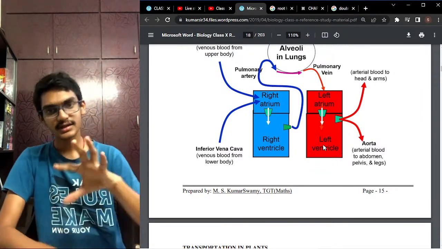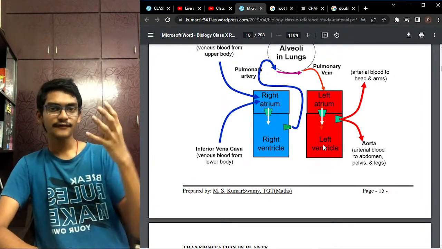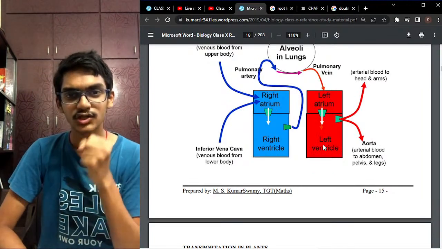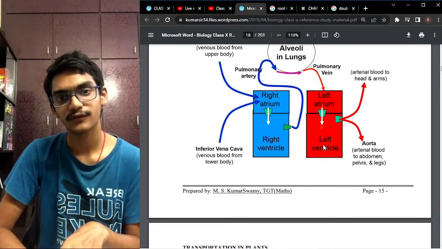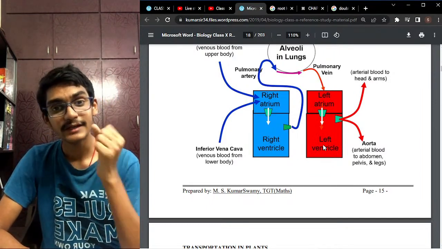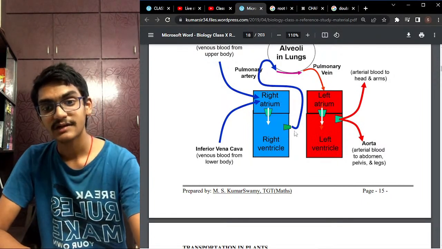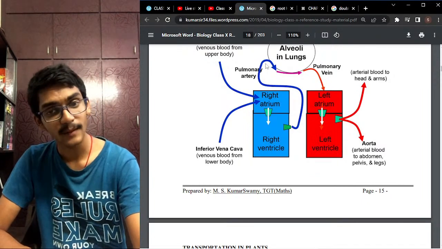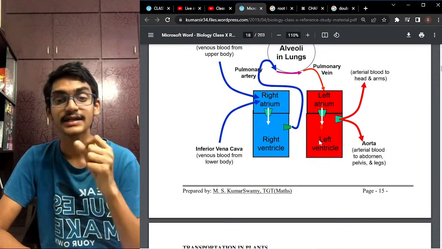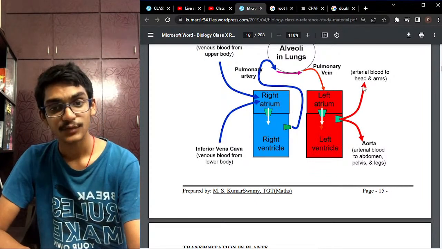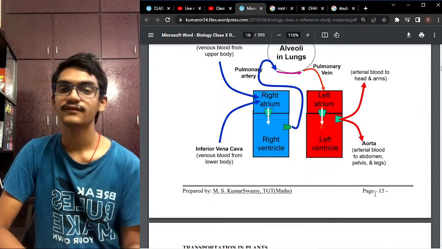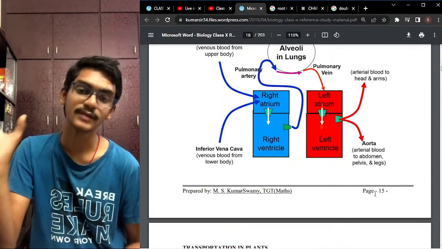In a similar way, if you take a sponge and keep it in the water, it will absorb the water. If you squeeze it, the water will come out of it. In the same way, when the right ventricle contracts, the blood will go to the lungs with the help of the pulmonary artery. When the left ventricle contracts, it helps transport the blood through the aorta to different parts of the body. This is called the diastolic and the systolic pressure.